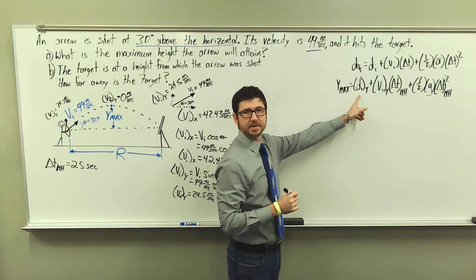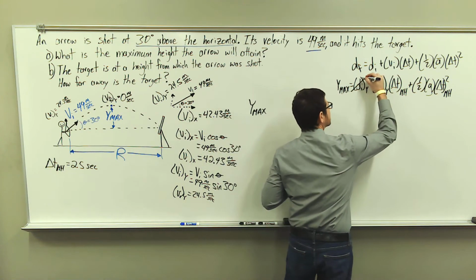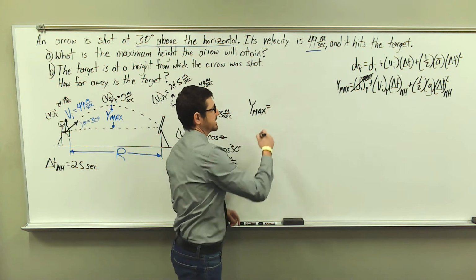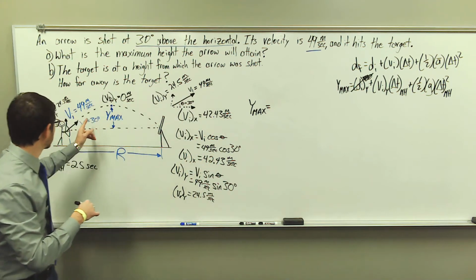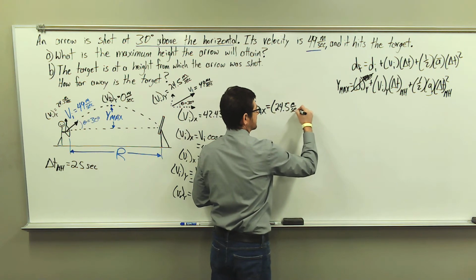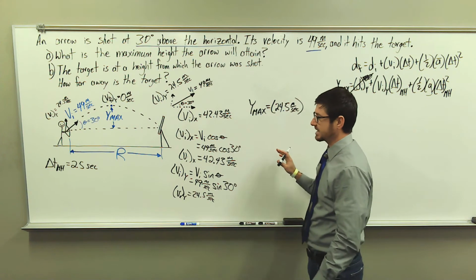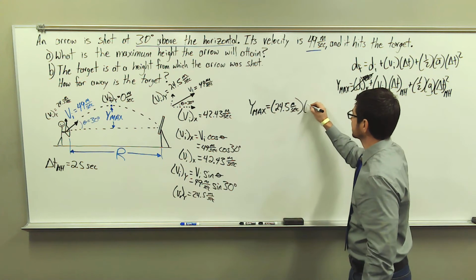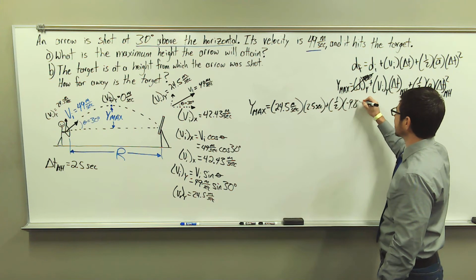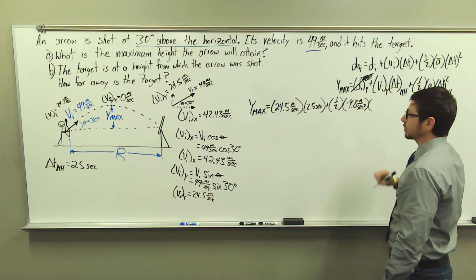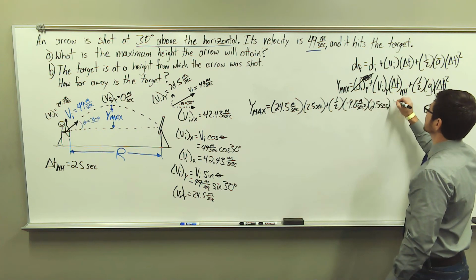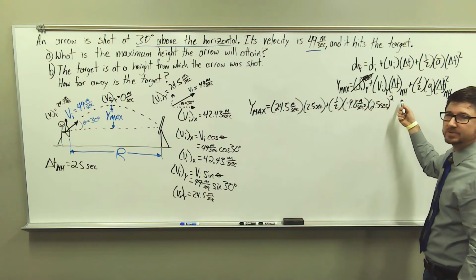Now the initial displacement in the y direction is 0. So that goes to 0. We don't need to mess with it anymore. So this is going to equal the initial velocity in the y direction, which you guys already have, 24.5 meters per second, multiplied by the time interval to maximum height, 2.5 seconds, plus 1/2 times a negative 9.8 meters per second squared, multiplied by time interval to maximum height squared. So once again, 2.5 seconds squared. Make sure you square this value, okay?